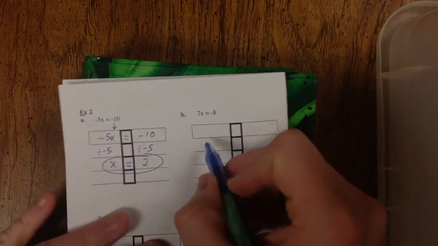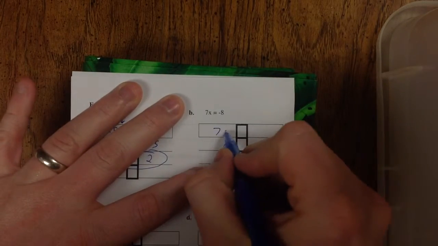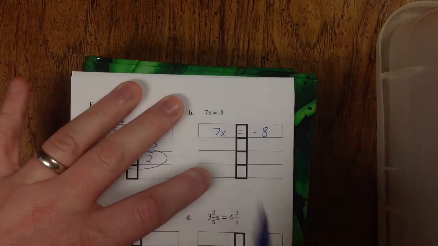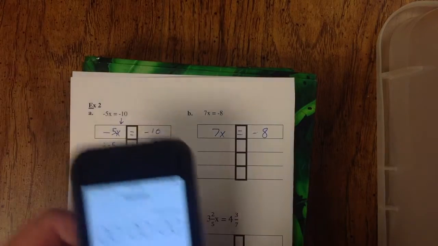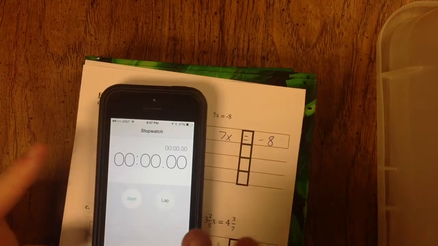So when we get here, we'll start with 7x equals negative 8. What I want you to do is take just 30 seconds to get this problem done. Don't take longer. Don't overdo it. Take about 30 seconds to try this. If you're doing more than 30 seconds, you're doing something wrong.